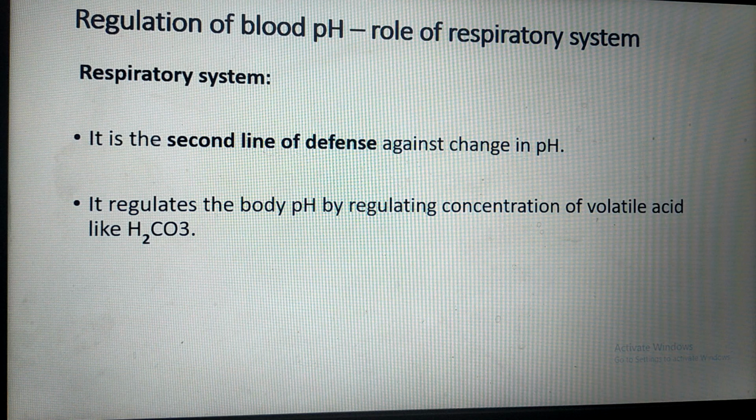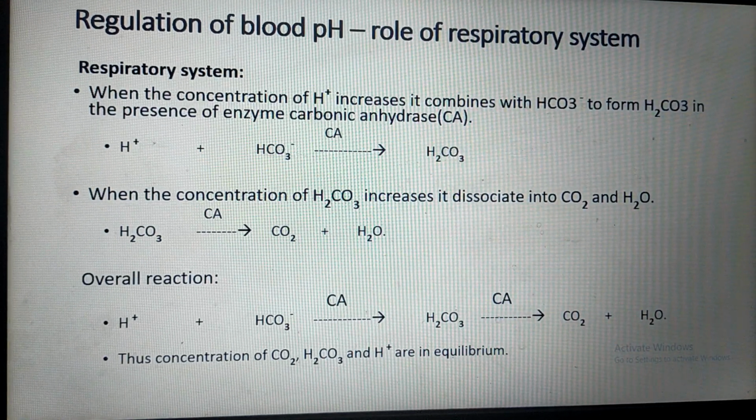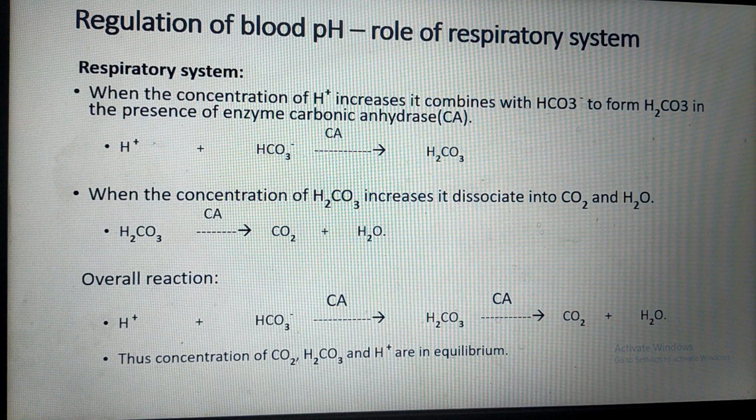It regulates the body pH by regulating the concentration of volatile acid like H2CO3, that is carbonic acid. When the concentration of H plus ions increases in the body, it combines with the bicarbonate ions to form H2CO3 in the presence of the enzyme carbonic anhydrase. When the concentration of H2CO3 increases, it dissociates into carbon dioxide and water, again in the presence of the same enzyme, carbonic anhydrase.